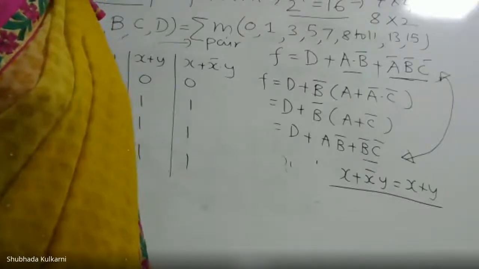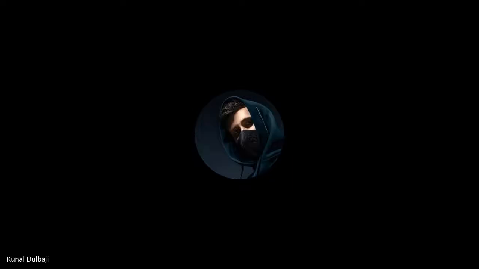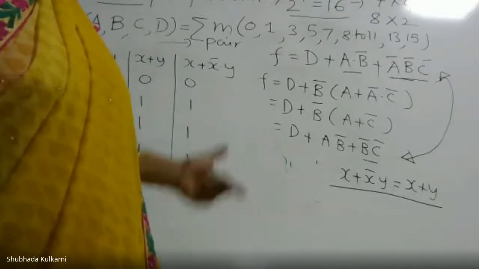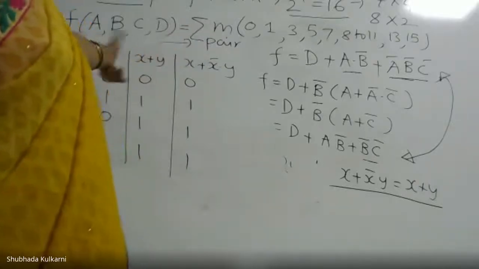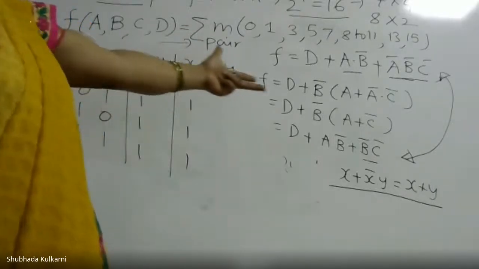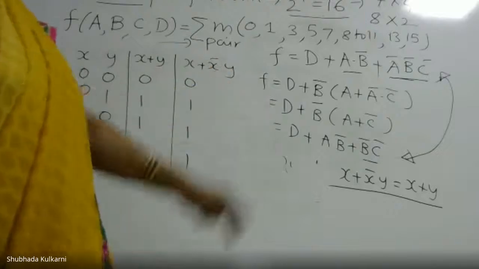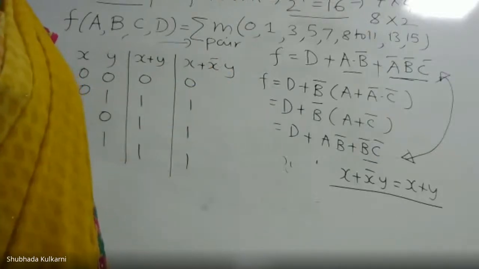Ma'am, we can prove this: x plus x bar y is equal to x plus y, by replacing x with x plus xy. Yes, you can do that. One basic method is to write the truth table, or you can do the substitution. Both you can do.